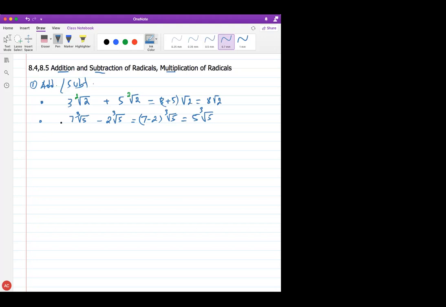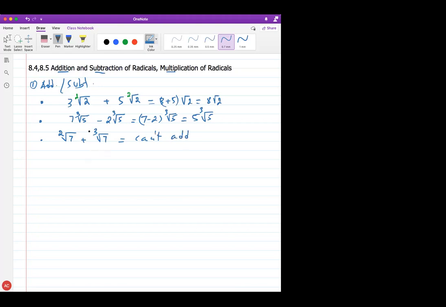Okay, that's very important. If you don't have the same radicand and index, you can't add. For instance, if you have radical 7 plus some other radicand, for example, 7 and 3, you see here the index is different. The index is 3, and it's 2 here. Even though the radicand is the same, this can't add. Okay, can't add these radicals.